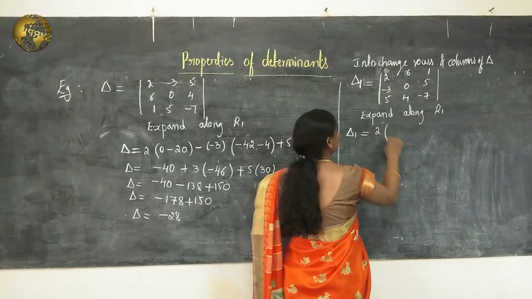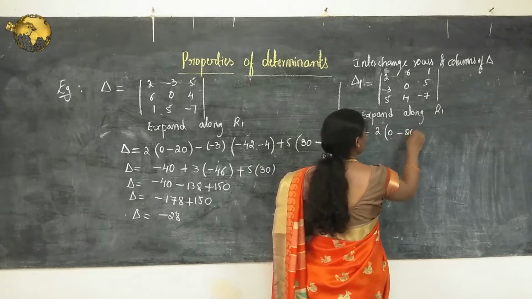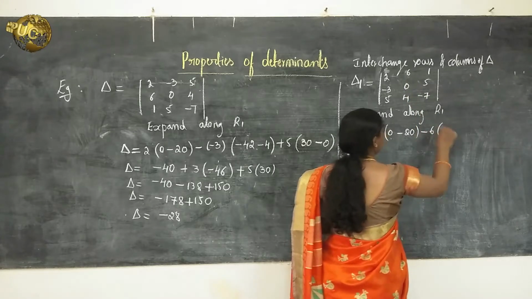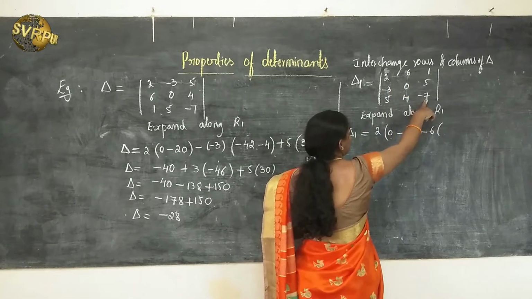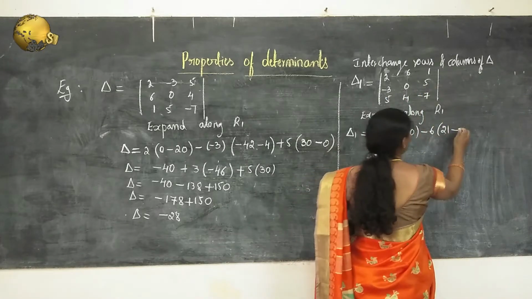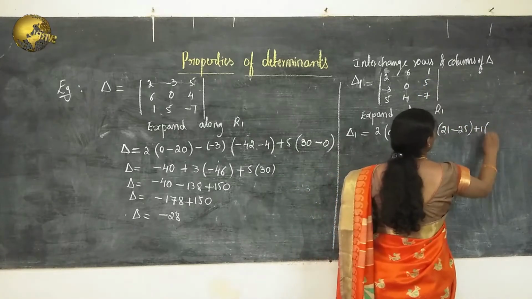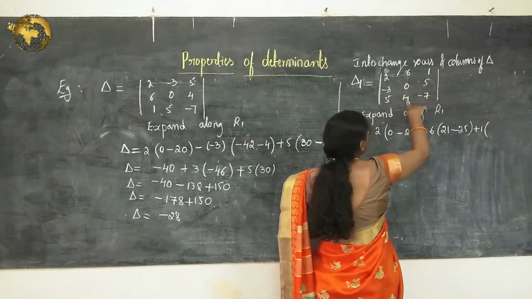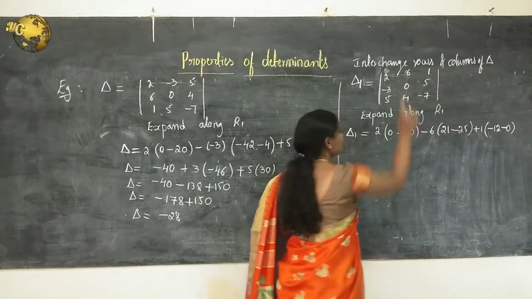Okay, so 2 into first row, first column element, so it is 0 minus 20, 5 4s are 20, and then minus 6 into first row, second column, minus into minus plus, 7 3s are 21, and then minus into minus, 5 5s are 25, plus 1 into first row, third column, 0, 4 3s are 12, minus 12, minus 0, because 5 into 0 is 0.